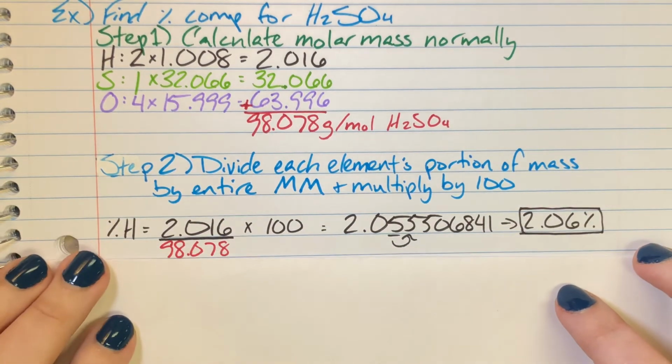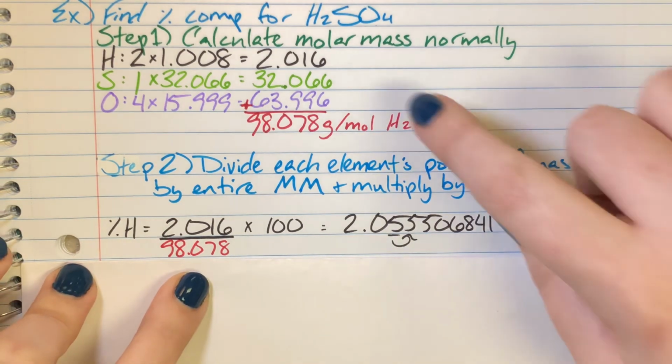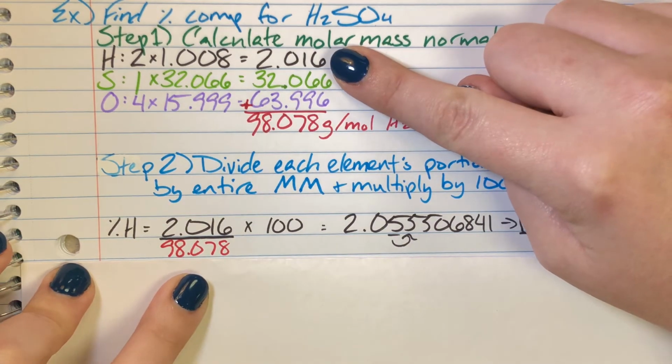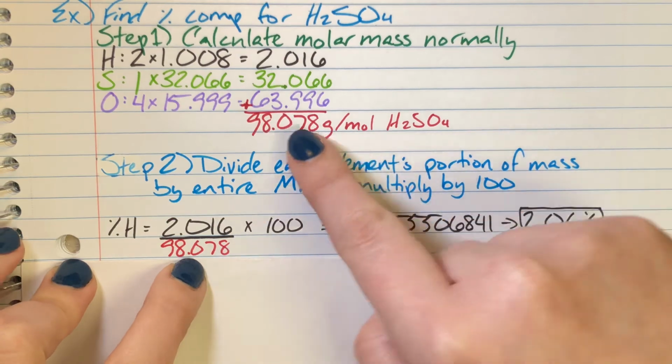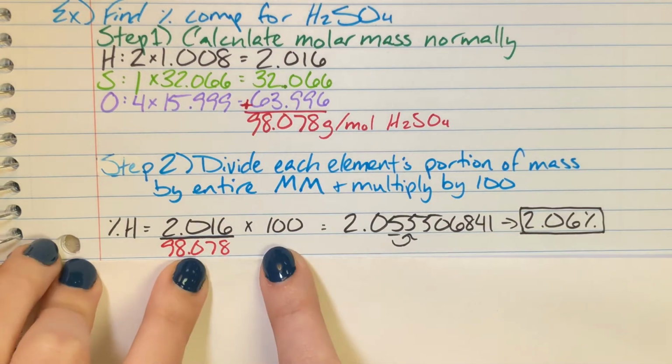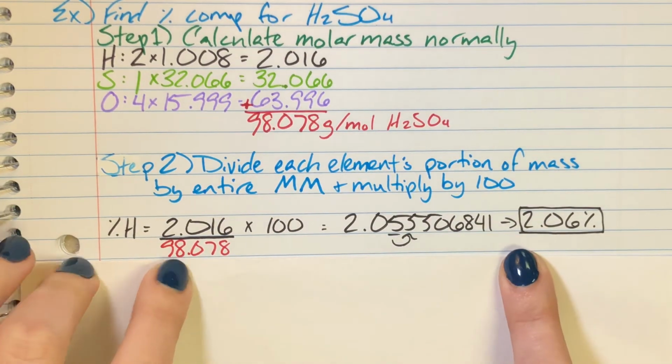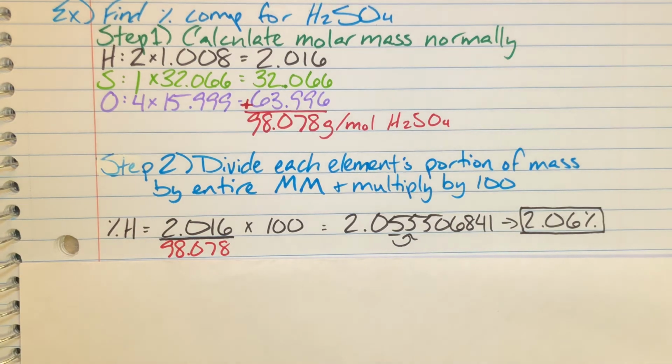So what that looks like for hydrogen is I'm going to take the 2.016 that I found earlier, divide it by the total mass that I found, multiply it by 100, and I will get this big long number, 2.055506841. And when I rounded it to the second decimal place, I ended up getting 2.06.